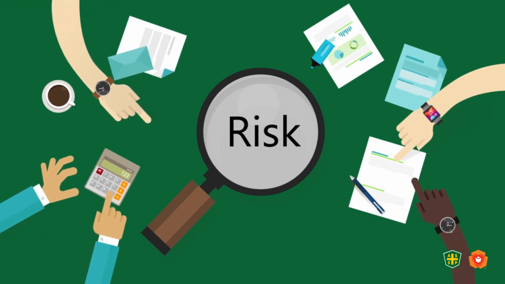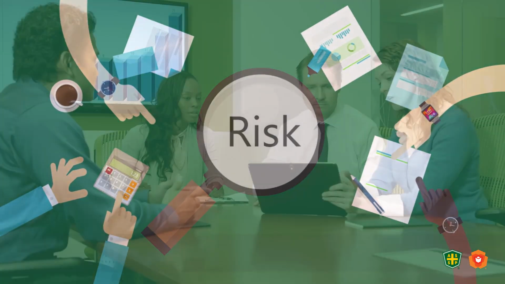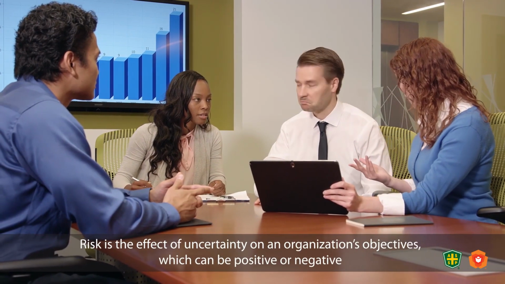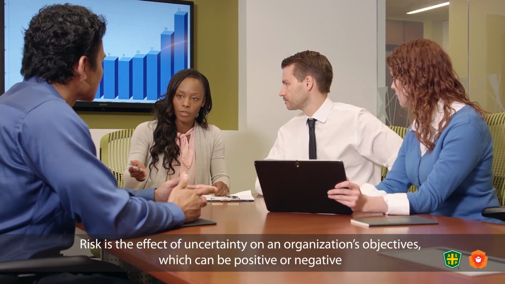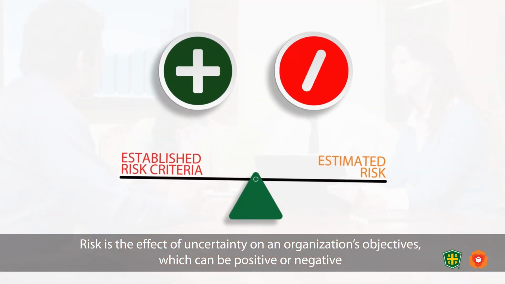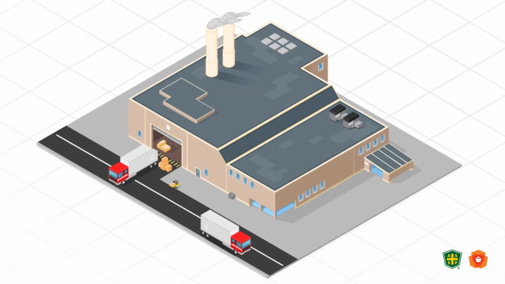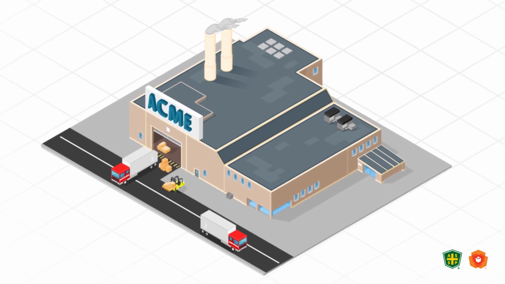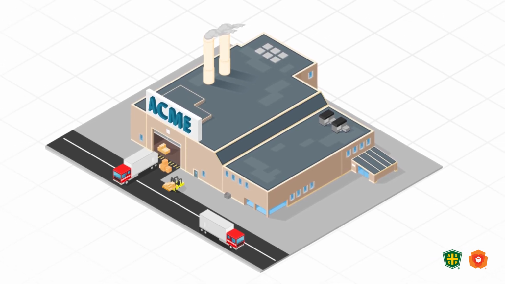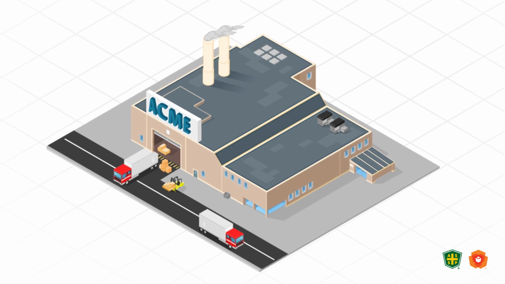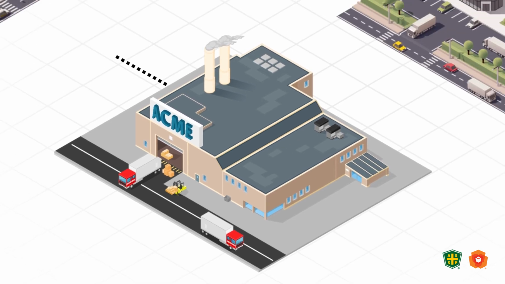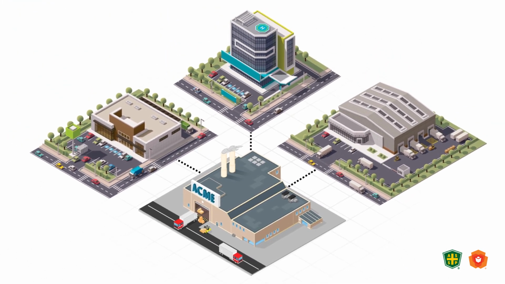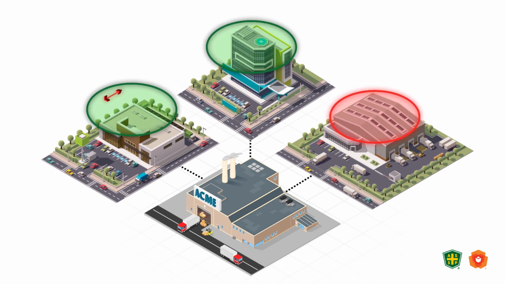Before we begin, let's define risk. In a nutshell, risk is the effect of uncertainty on an organization's objectives, which can be positive or negative. Here's an example that will help you understand this better. Acme Manufacturing Company is a mid-sized furniture assembly company with 150 workers. It's been working to grow its business by acquiring other companies. This objective has both positive and negative risks.